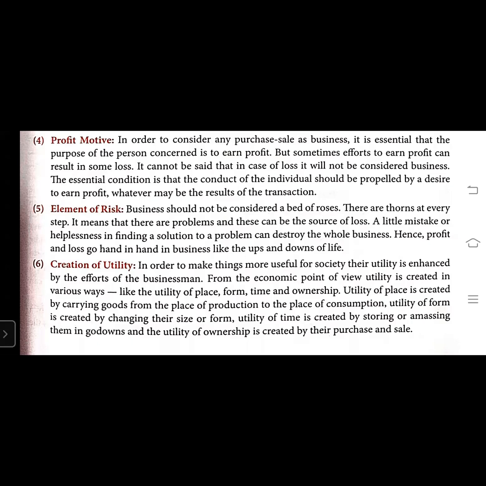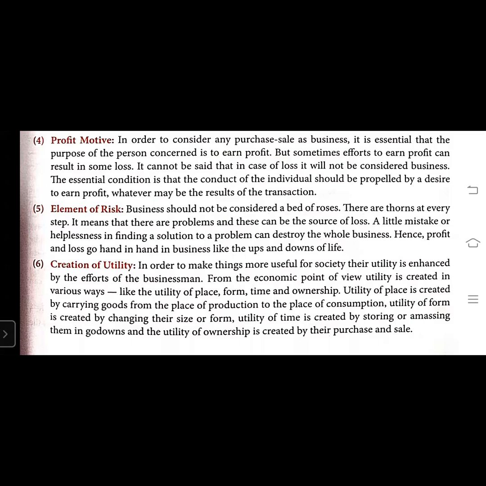And the sixth point is the creation of utility. So in order to make things more useful for society, their utility is enhanced by the efforts of the businessman. ज्यादा से ज्यादा उसको सोसाइटी के लिए यूजफुल बनाने के लिए. Utility is created in various ways, like utility of place, time and ownership. जैसे utility of place is created by carrying goods from one place to another, means from place of production to place of consumption. जहां पर वो goods बनाई जा रही है वहां से जहां पर उनको कंज्यूम होना है वहां तक उसको शिफ्ट करना है. ठीक है, so this is the utility of place.